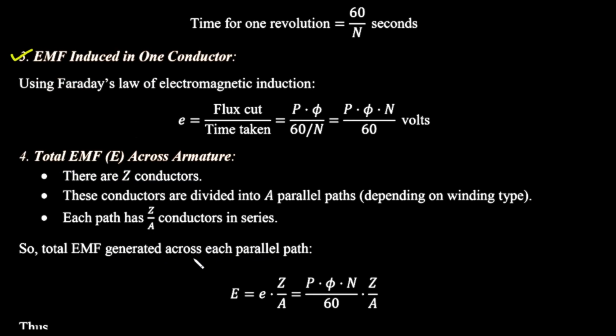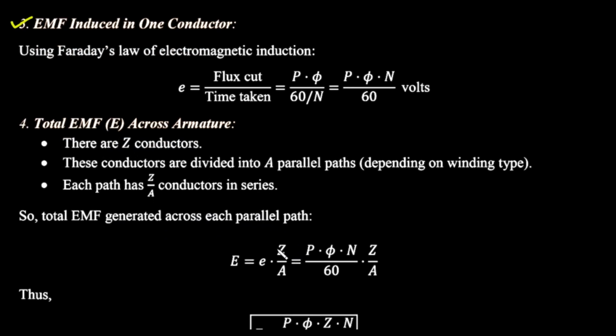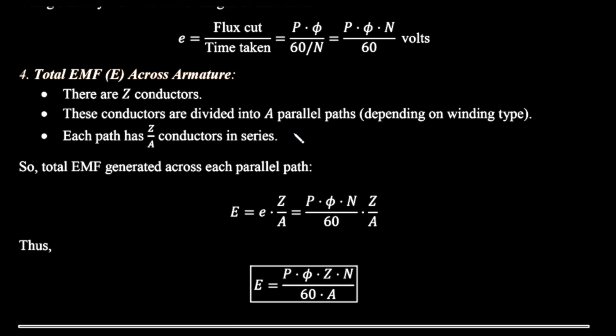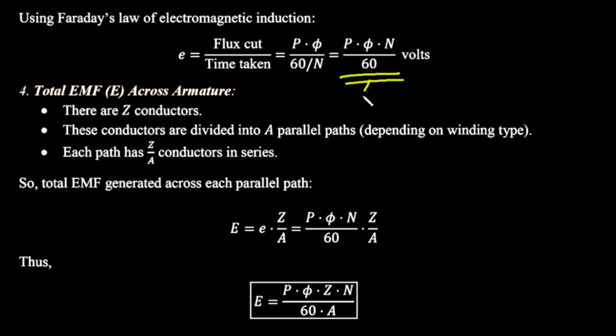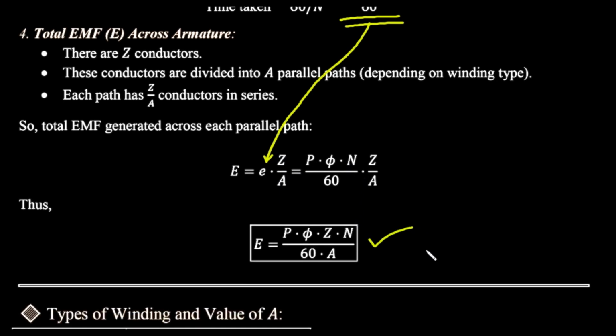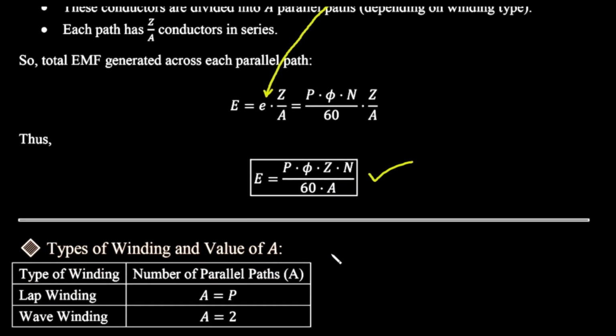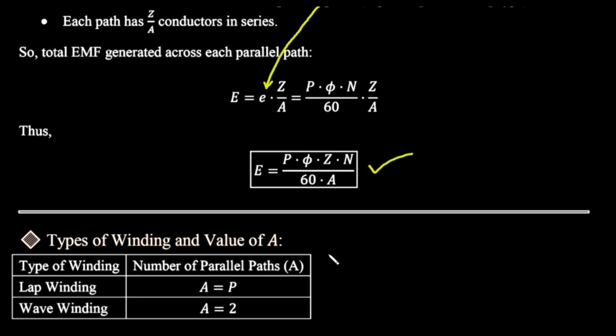The total EMF of the machine, E, will be the voltage of one path. And the voltage of one path is the EMF of a single conductor, E, multiplied by the number of conductors in series in that path. So, E equals E times Z/A. Now, let's substitute the expression for E that we found in step 3. E equals PφN/60 times Z/A. If we rearrange this to look cleaner, we arrive at our final equation. E equals PφZN/60A. And there you have it. That's how the EMF equation is derived.